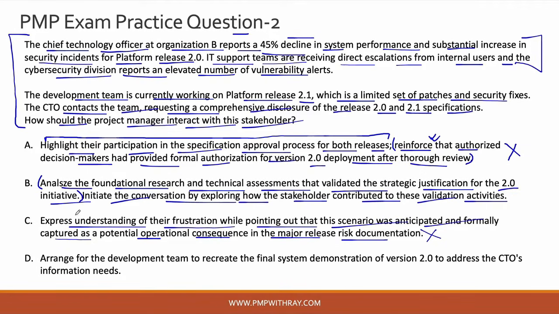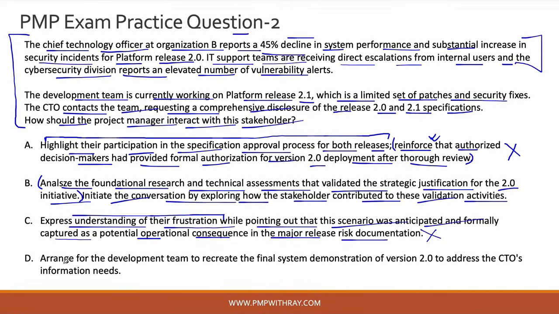Okay, you empathize that, okay, Mr. CTO, I understand your frustration. And you point out and communicate to the CTO that this scenario was anticipated and formally captured. Then why didn't you take any action, right? It doesn't make any sense, okay? So again, option C is, that is why, incorrect, because it's a quite redundant answer choice.